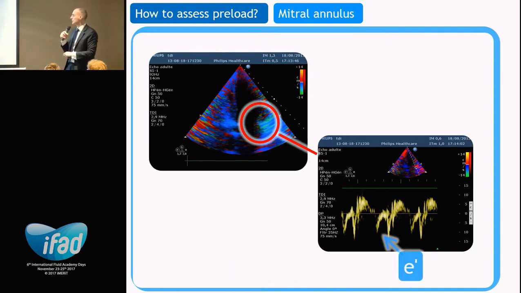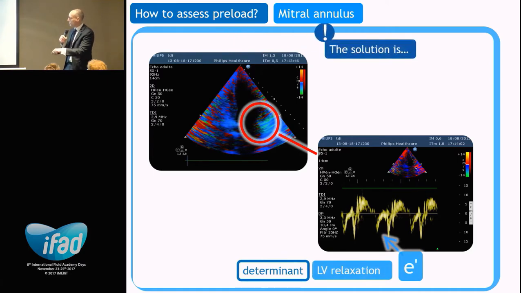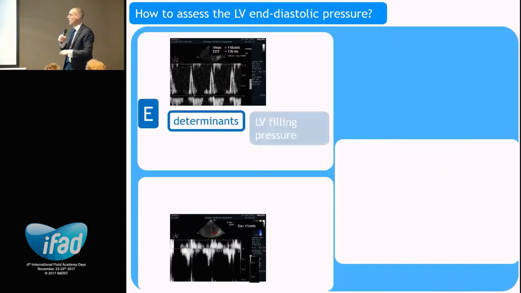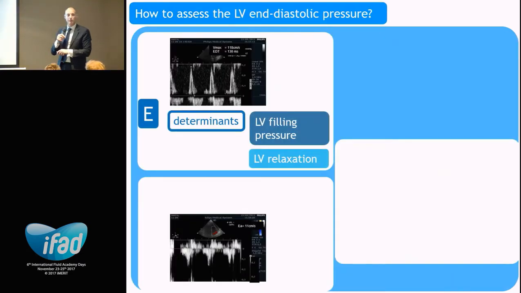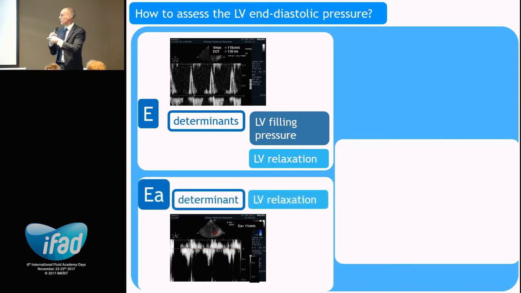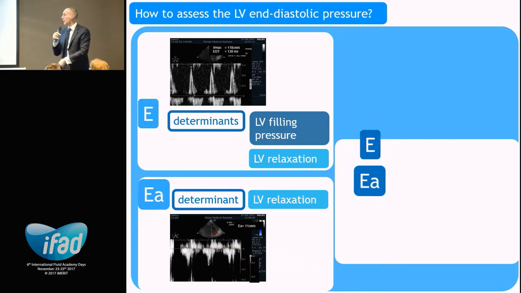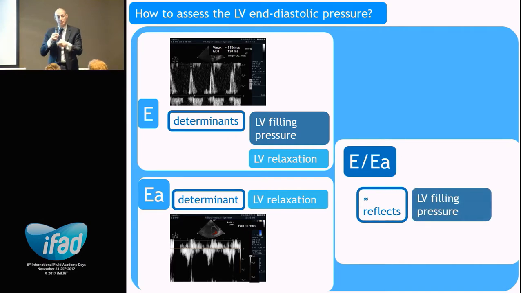So, how is it useful? The E prime is determined again by the LV relaxation. It means that the E wave, as we've seen before, is determined by the LV filling pressure and by the LV relaxation, and that's our problem. But the E prime wave is influenced by the LV relaxation. Then it's easy: if you divide the E wave by the E prime wave, you obtain a criterion that reflects the LV filling pressure.